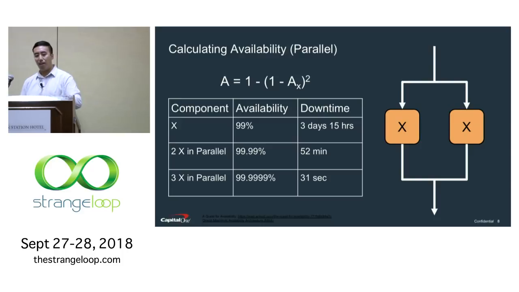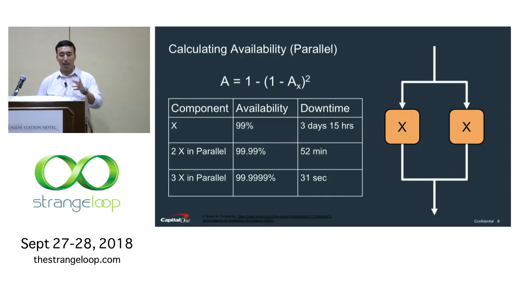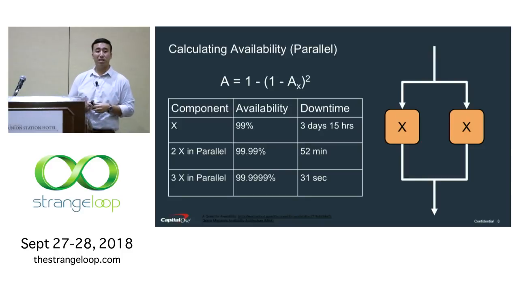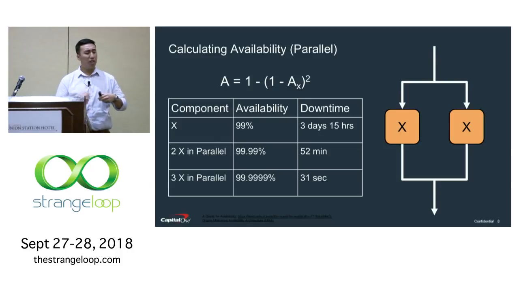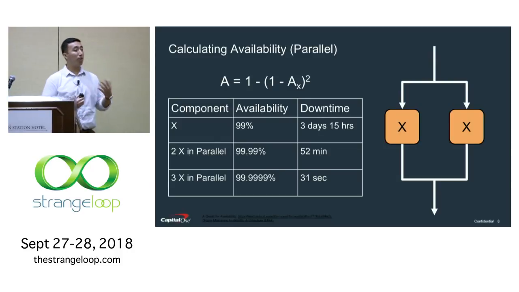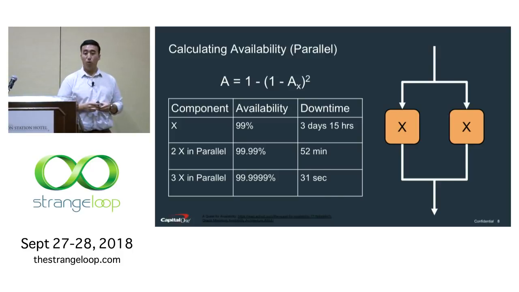Say we have 2 X's, or 1 X, and your availability is 99%. Again, that's 3 days and 15 hours per year. When you put 2 X's in parallel, your availability becomes 4 nines of availability. That's only 52 minutes per year. When you put 3 X's in parallel, you're down to a whopping 31 seconds.